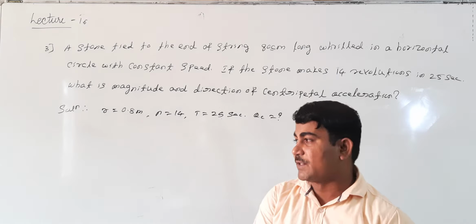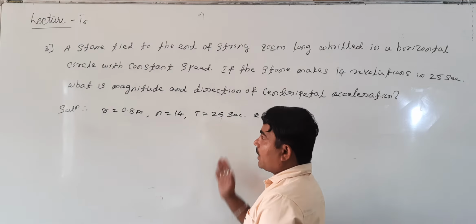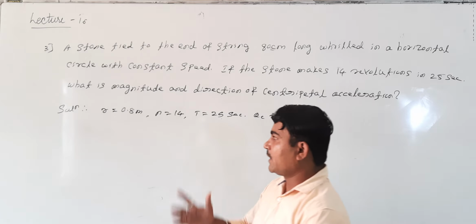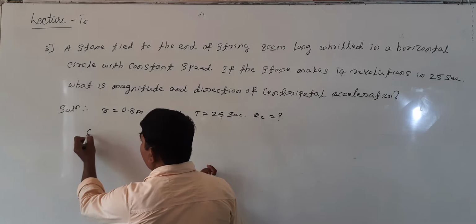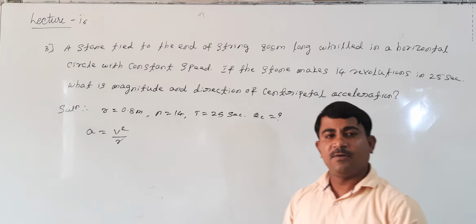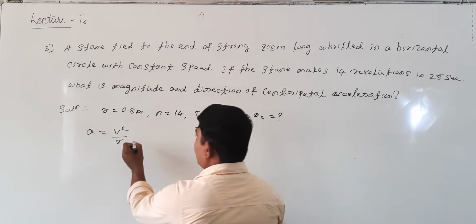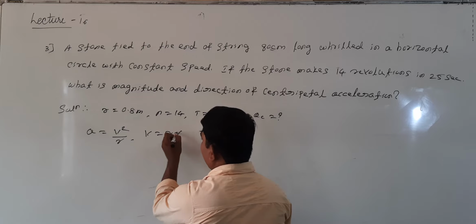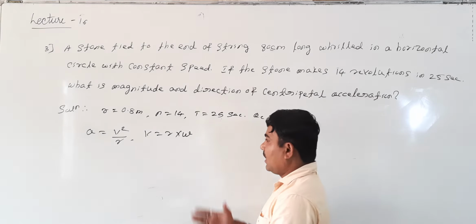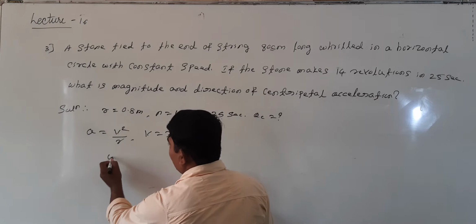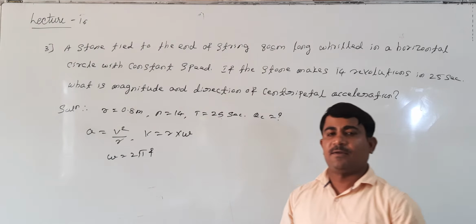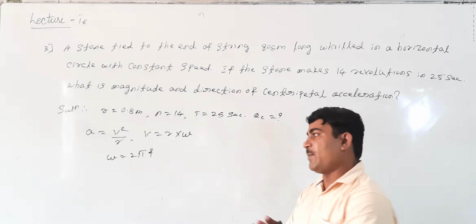Right, students. The question is very simple here. A stone moving in a circular path with a radius 80 centimeter. We know the centripetal acceleration formula directly. A is equal to V square divided by R. But we know one more relation. V is equal to R into omega. Again, omega can be written as 4 pi into F, or 4 pi by T.